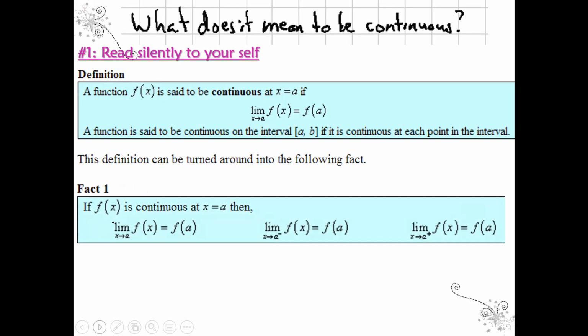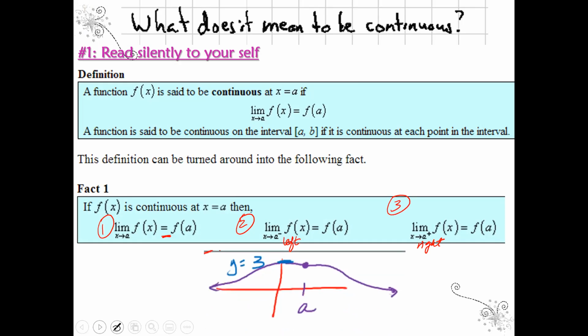So if f of x is continuous at x equals a, then the following 3 parts are met, or the following 3 parts are satisfied. The limit as x approaches a of f of x equals f of a. Second one is as x is approaching a from the left side, f of x equals f of a. And as x is approaching a from the right side, f of x equals f of a.